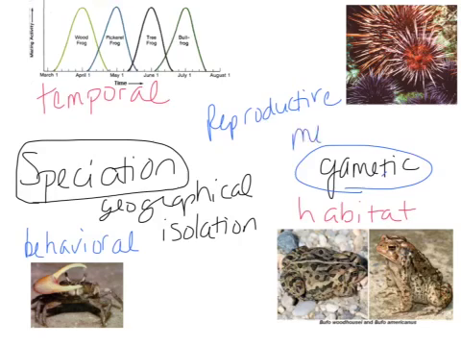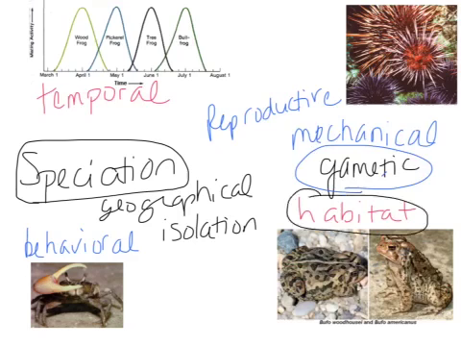You could also have mechanical reproductive isolation. Mechanical isolation would be that literally, anatomically, the two organisms are reproductively isolated. They anatomically cannot mate. You can also have habitat isolation. These two frogs here live in two different places. One spends more time in the water, one spends more time on the land. So they are habitat isolated. They're not separated geographically, that's just not their preferred habitat.